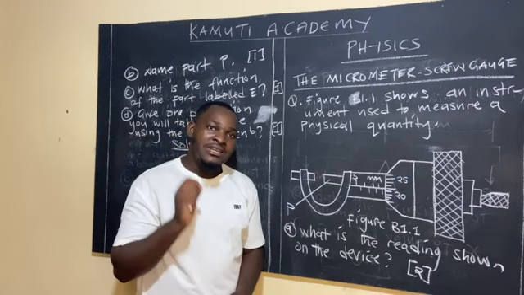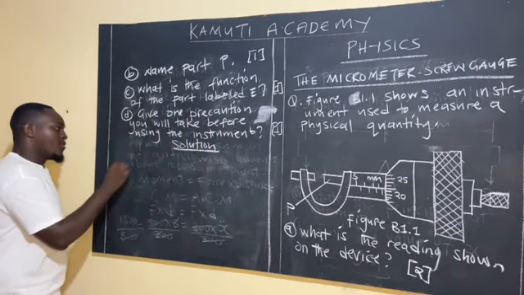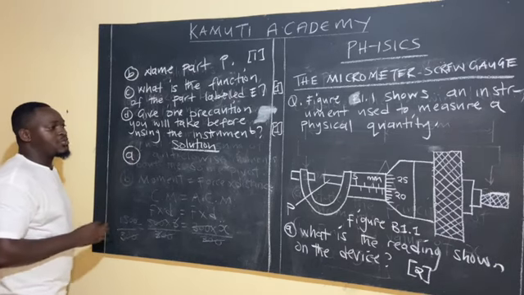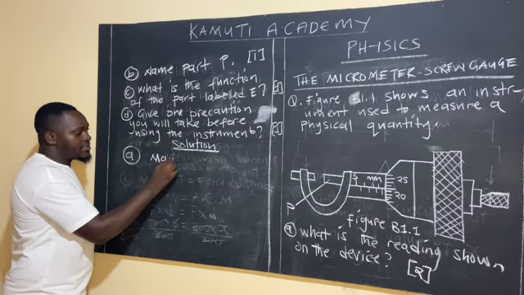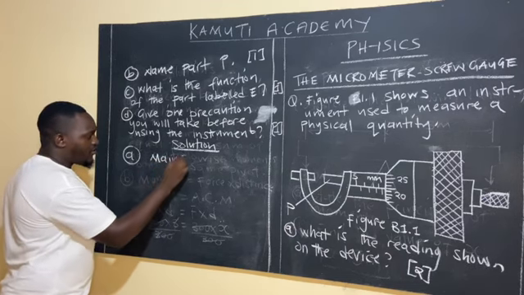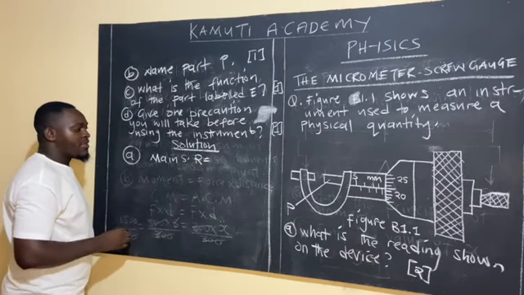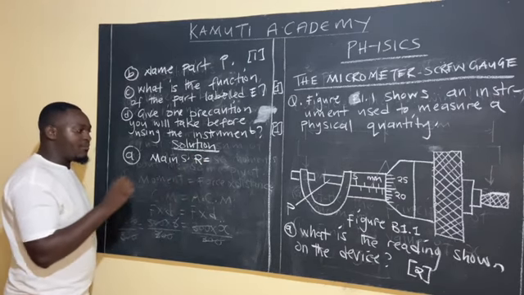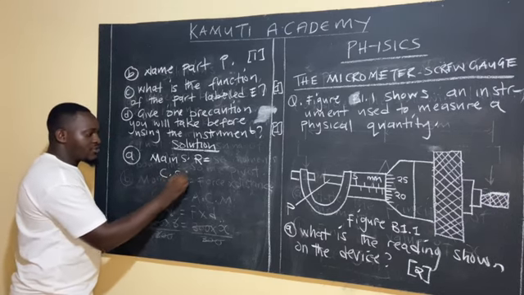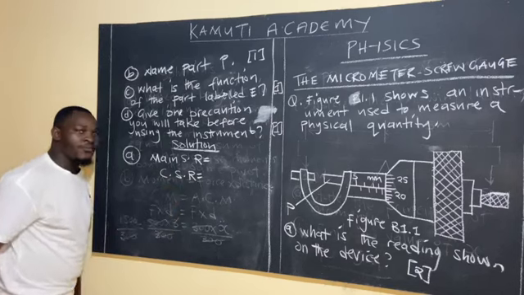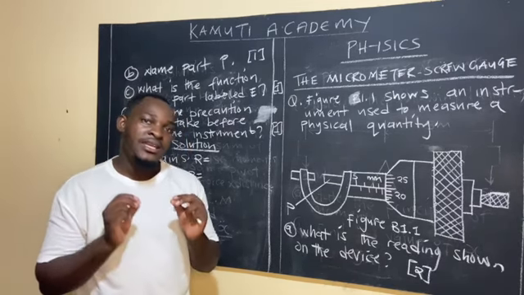Now, to find the readings from the micrometer screw gauge, these are the steps you need to know. The first thing that you need to do is find what we call the main scale reading. Then after you find the main scale reading, you find the circular scale reading. Now, which one is the main scale reading and which one is the circular scale reading?